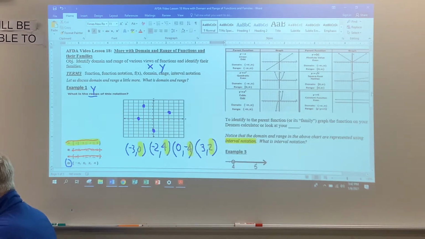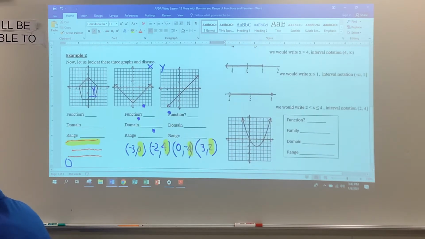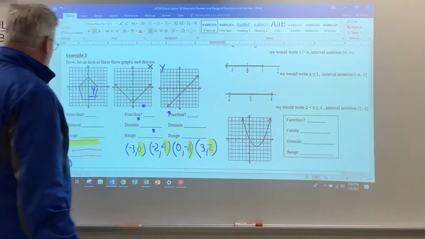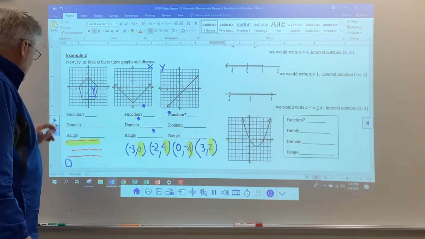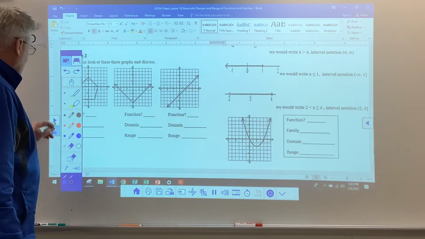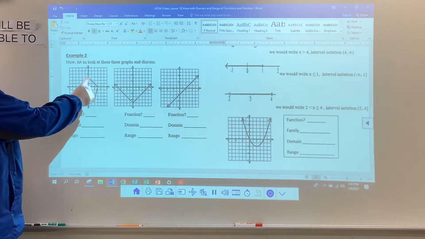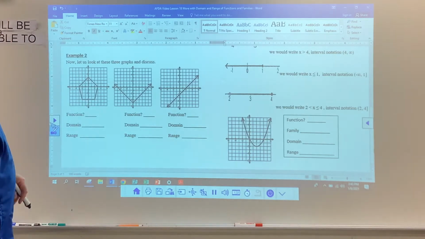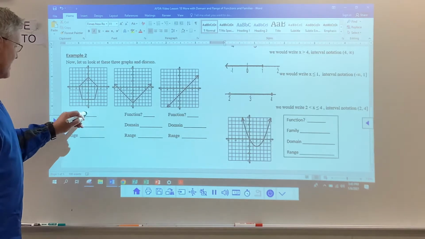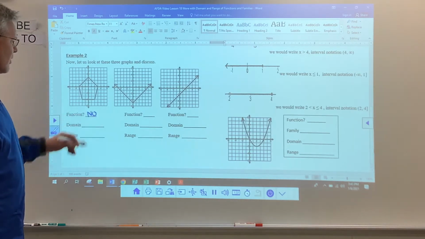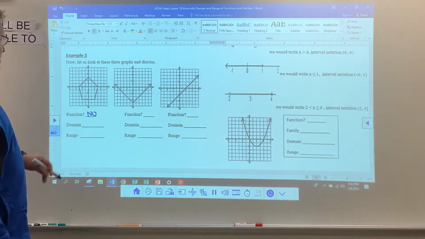Let me slide down here. And let's look at some of these graphs and discuss some of this that we're talking about. Let me clear this out of the way. Sorry about that. So let's look at this graph. I'm not sure if we've graphed anything like that before. But again, is this guy a function? Well, no, this is not a function. It fails the vertical line test. We could still talk about its domain and range, though, if you wanted to.